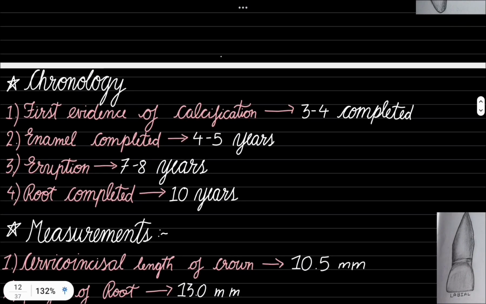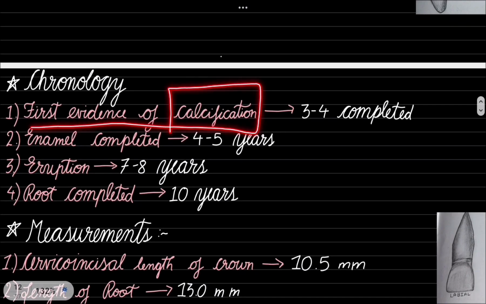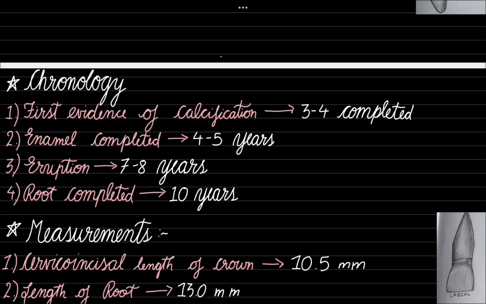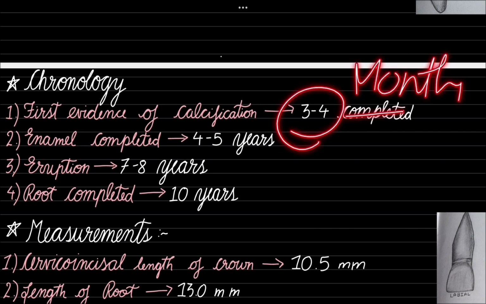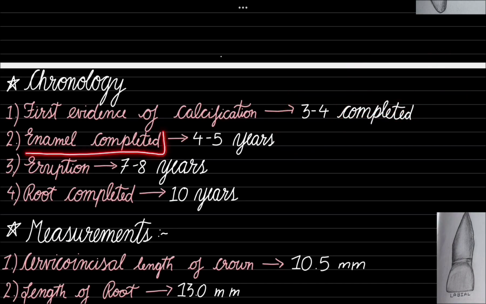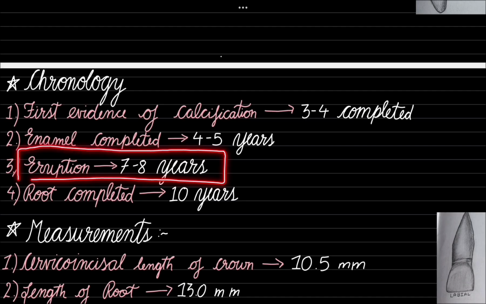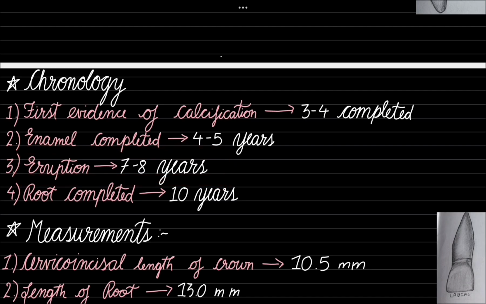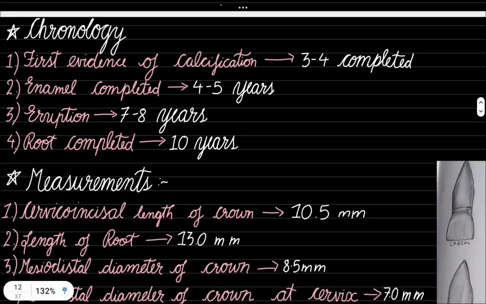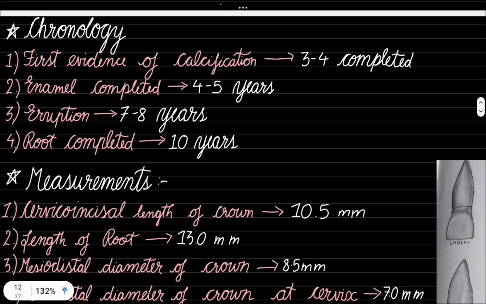Now moving on, we have the chronology of the permanent maxillary central incisors. The first evidence of calcification of this tooth, when the tooth actually starts to calcify, will be at around 3 to 4 months. The formation of enamel of the central incisor will be completed at around 4 to 5 years of age. And then you must remember the eruption age. The eruption of permanent maxillary central incisors is at around 7 to 8 years of age. You must remember the eruption ages of all the permanent teeth. And the root formation is completed at around 10 years of age.